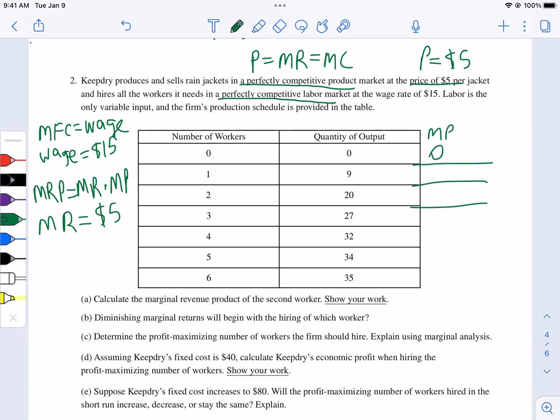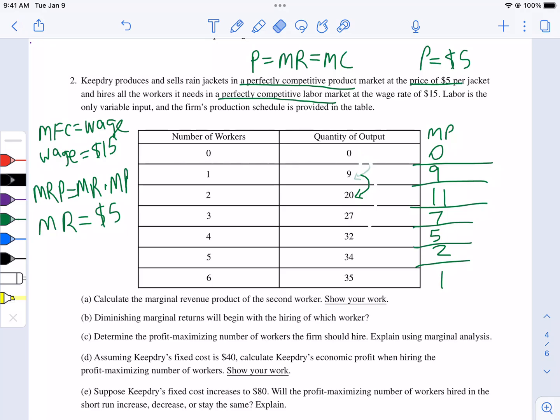So that would be 0, 9, 11, 7, 5, 2, 1. All I'm doing is finding the change with each one. I go from 0 to 9, so that's a change of 9. I go from 9 to 20, so I increased by 11.